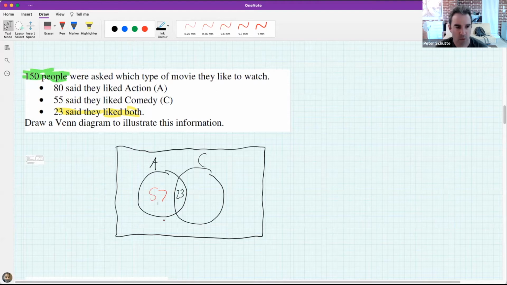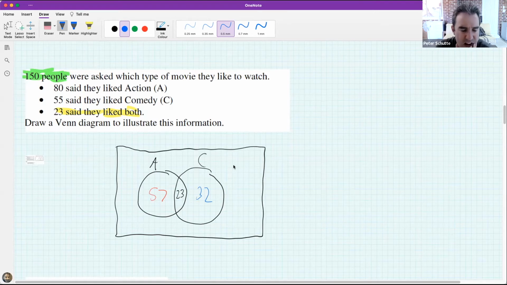Yeah, awesome. Now, what about the other regions? How do we work those out? Mikle, yeah, let's come to you. Hi, Mikle. Hi, sir. Hey, what's in this region? It would be 55 minus the 23. That's for both, which is equal to 32. Yeah, 55 minus 23, 32. Absolutely. And this region outside?